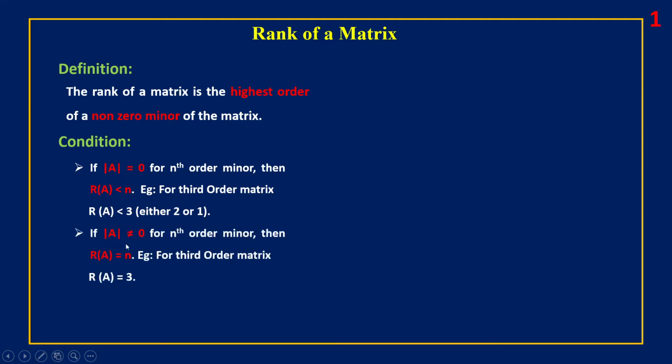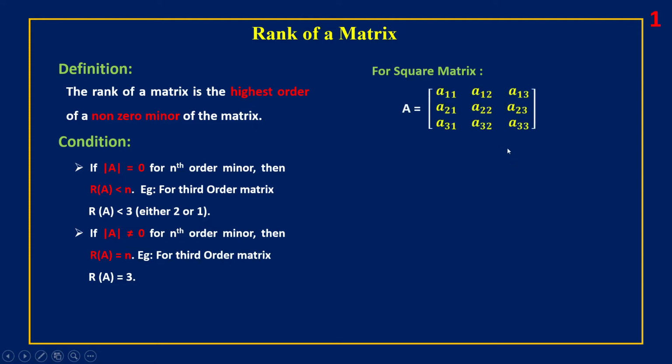The other condition is if the determinant is not equal to 0 for the nth order minor, then we can conclude that the rank of A will be equal to n. For example, for a 3 cross 3 matrix, we can conclude the rank of A equals 3 for the determinant not equal to 0. Okay. So first I will explain about the minors for a square matrix.